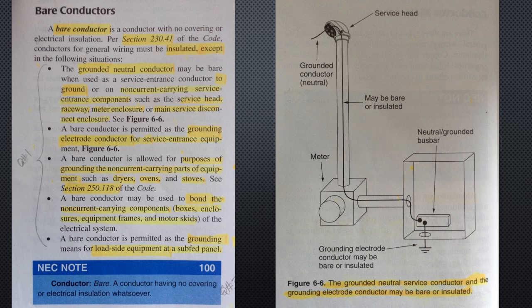NEC notes, Article 100: a bare conductor is a conductor having no covering or electrical insulation whatsoever.